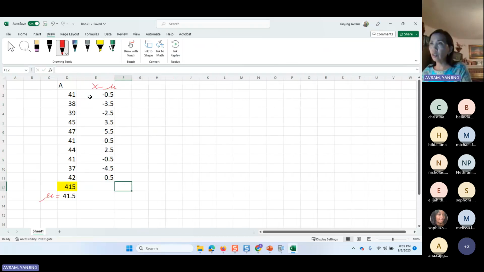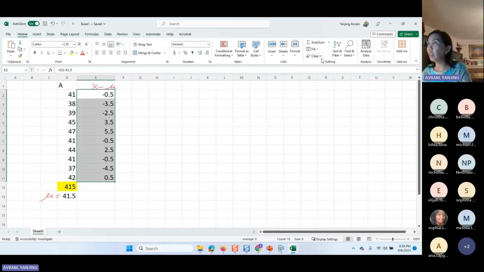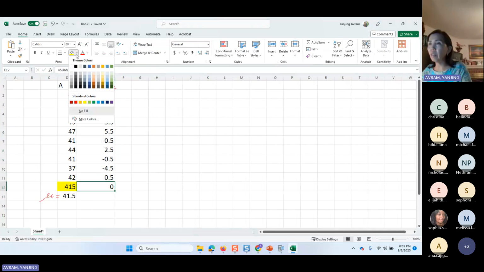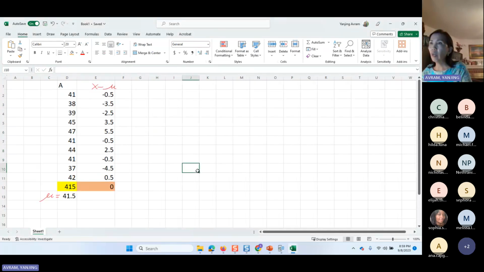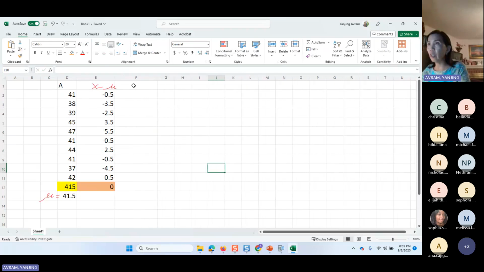You can see this one is below 41.5. That's why it's negative, right? This one is above the mean, so that's why it's positive. But if I add this whole thing together, what happens? Some of them positive, some of them negative. If I add them together, it becomes 0. All right, so 0, we cannot find the deviation for the 0.